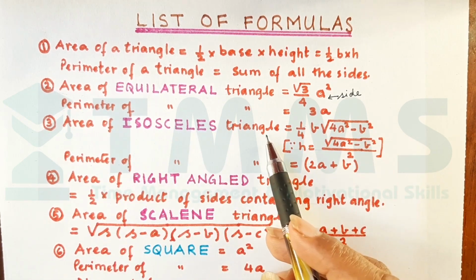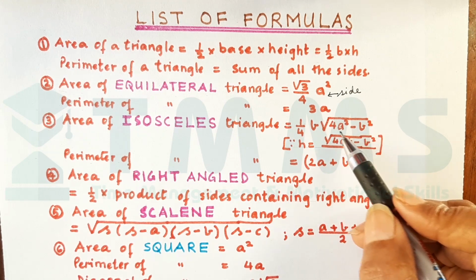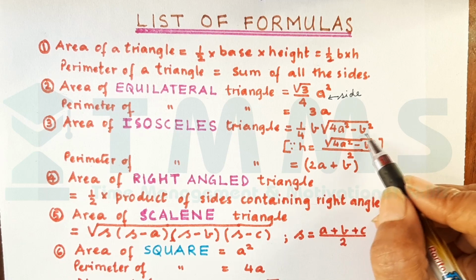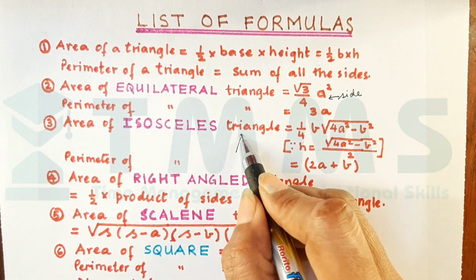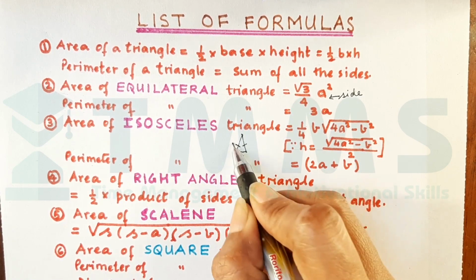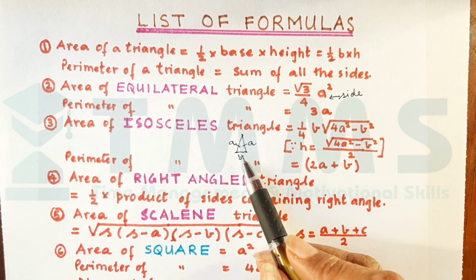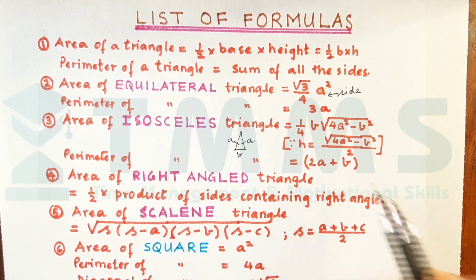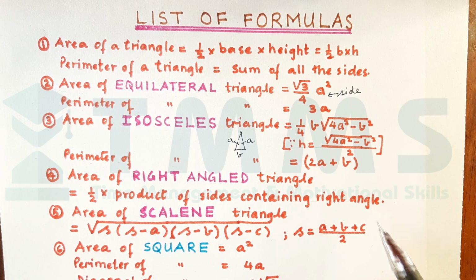Area of isosceles triangle is 1/4 b into under root 4a square minus b square. Now b is the base and a is the equal sides. So if I were to show an isosceles triangle like so, this becomes the base and these two equal sides become a and a. Perimeter will be the sum of all the 3 sides, means a plus a plus b, that will be 2a plus b.